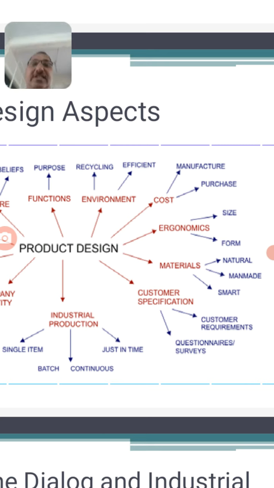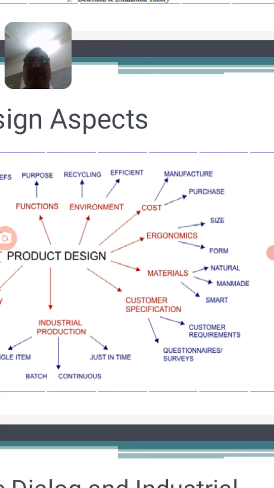Next, that is cost. The most important point of design aspect is cost, whether we are manufacturing or purchasing the product, so that it will be cost effective and it can be sold in the market.